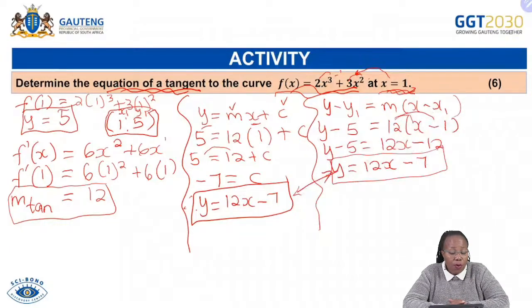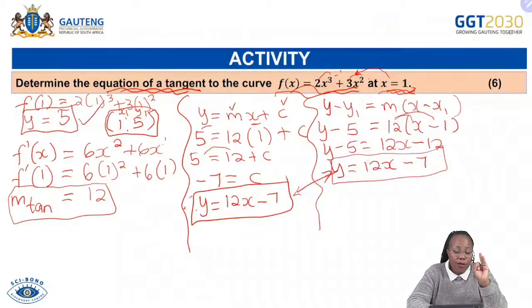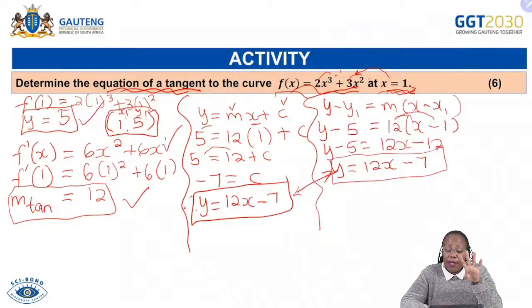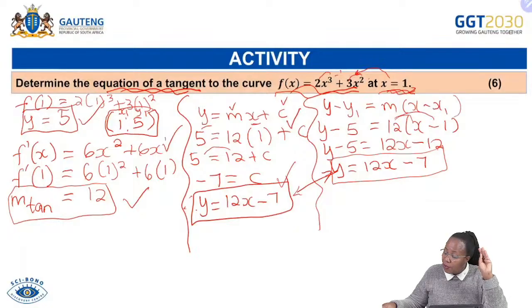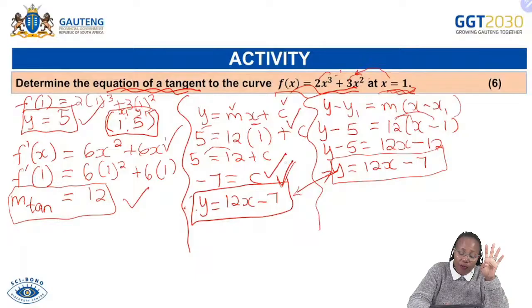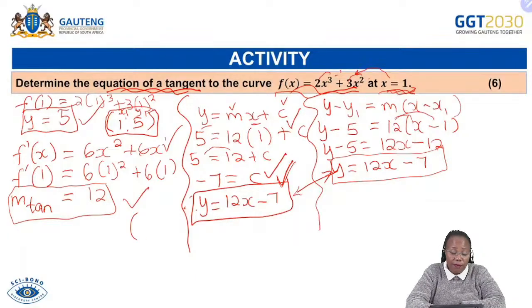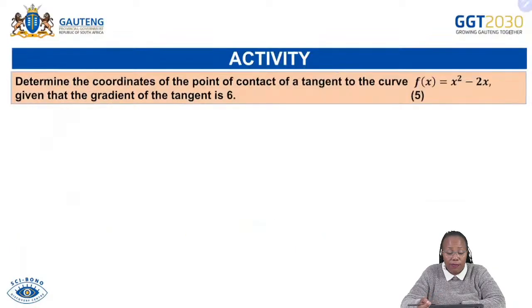And the first mark will go for the y value equal to 5. The second mark will go for the derivative, the third mark for the tangent. And the fourth mark will go for the substitution into the correct formula there. And the fifth mark will be for the solution there. It's for the x value, for the derivative, for the value 12, for substitution into the formula, for the correct c value, and then for the equation of your graph. At least here you would have collected 6 marks, grade 12.